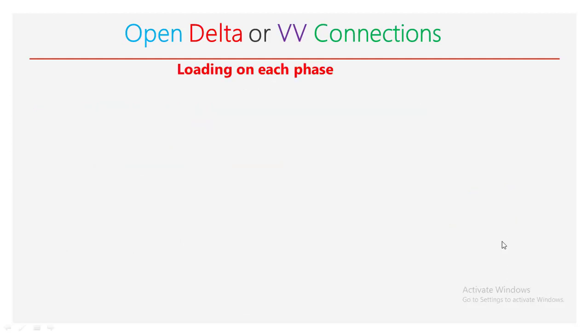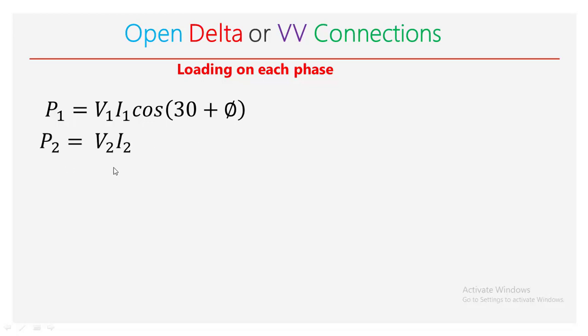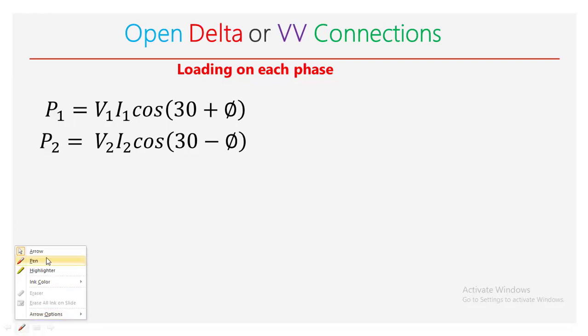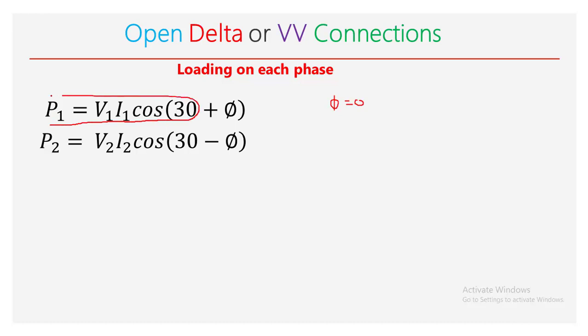Last, load on each phase. The power supplied by the first phase is given by this, and the power supplied by the second phase is given by this. Assume that phi is equal to 0. The first term becomes V1 I1 into cos 30, and the second term becomes V2 I2 into cos 30. Hence, the load on both the phases is the same.